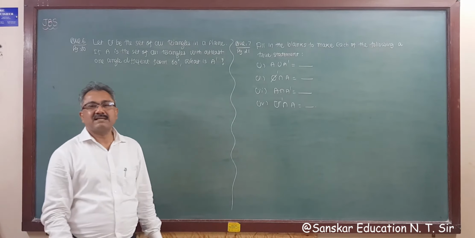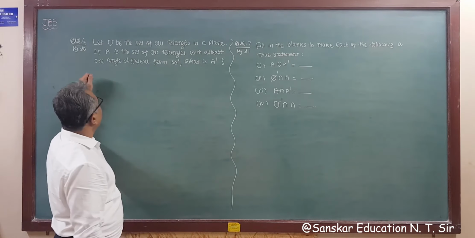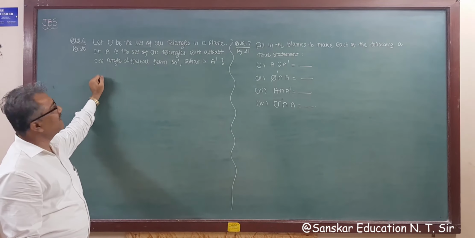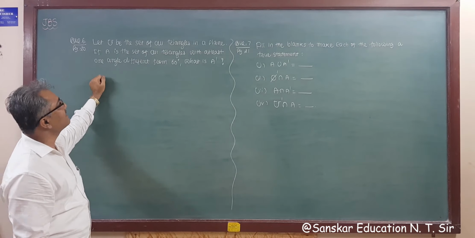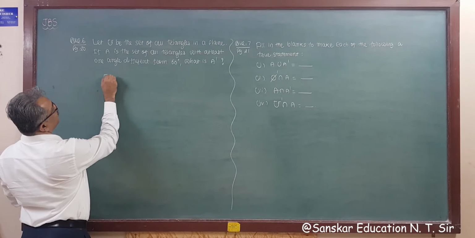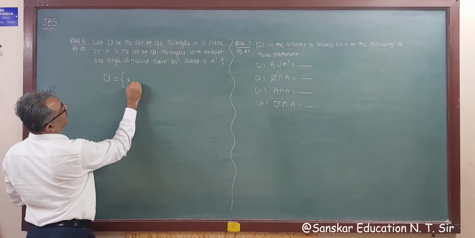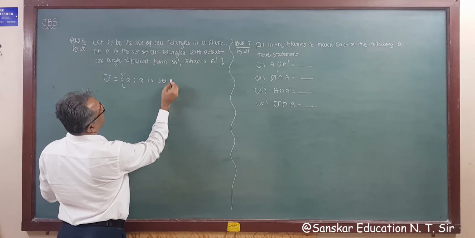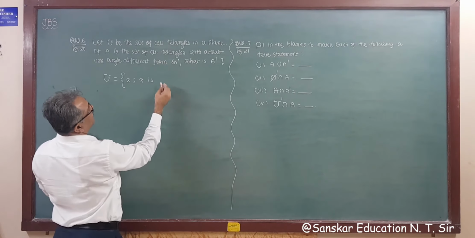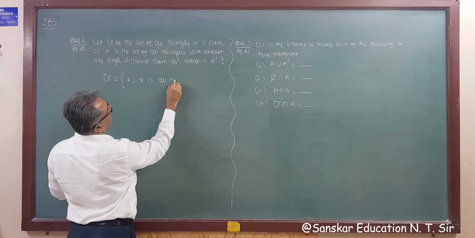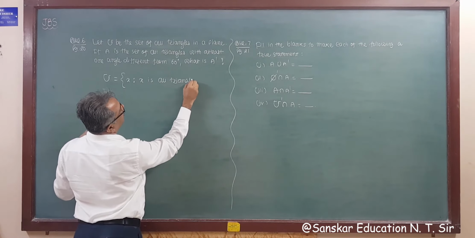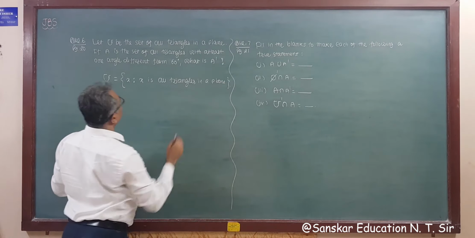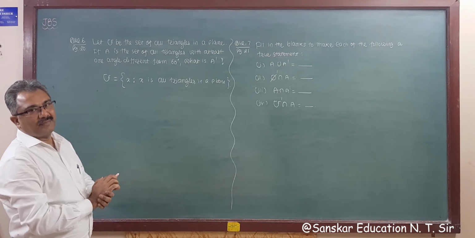So the next question is question number 6, page 20. Let U be the set of all triangles in a plane. So the universal set given is the set of all triangles in a plane. So what is given here? U is X, where X is the set of all triangles in a plane. This is given.